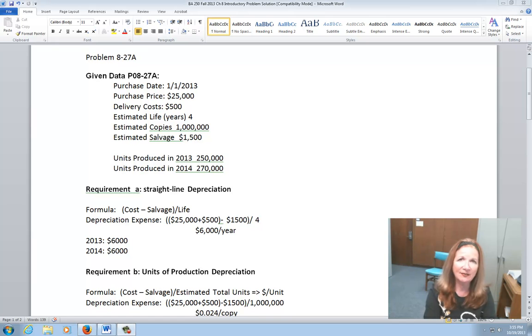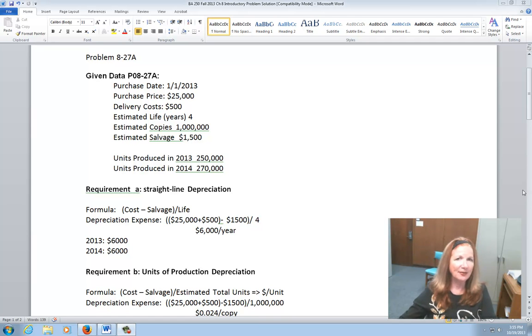The data given in this problem is that the purchase date was 1/1/13, the purchase price was $25,000, the delivery costs were $500, the estimated life in years is 4, the estimated copies is 1 million, and the estimated salvage value is $1,500. The units produced in 2013 were 250,000. The units produced in 2014 were 270,000. So that's the data given to us. Now we have to look at the various methods.